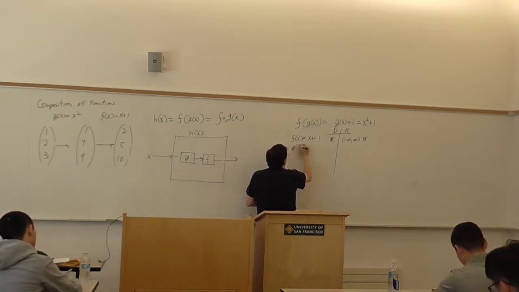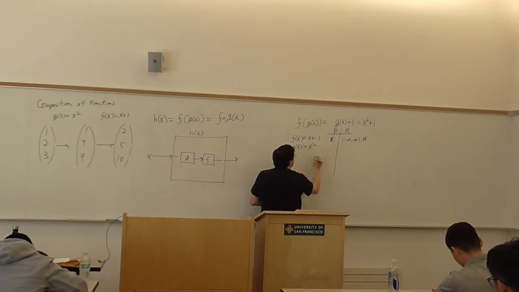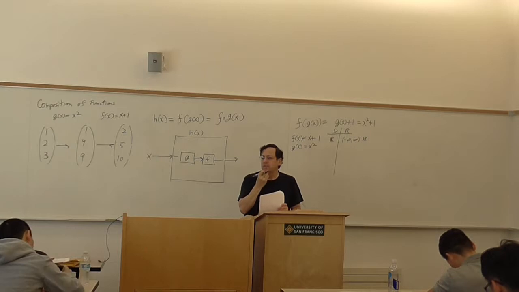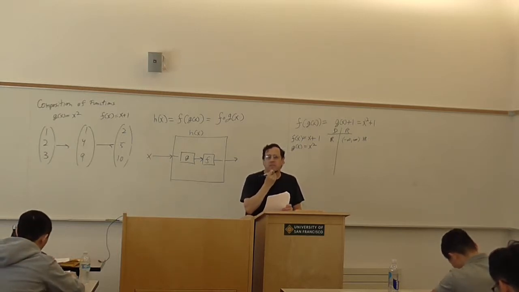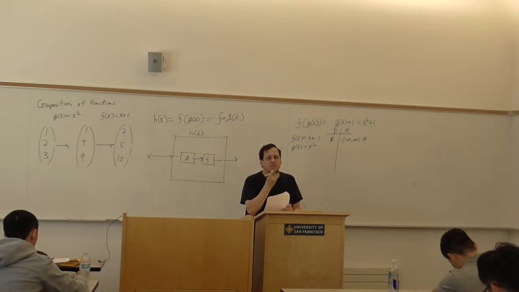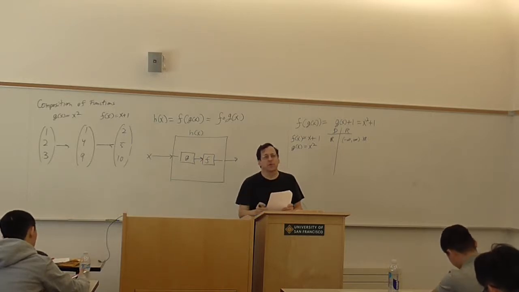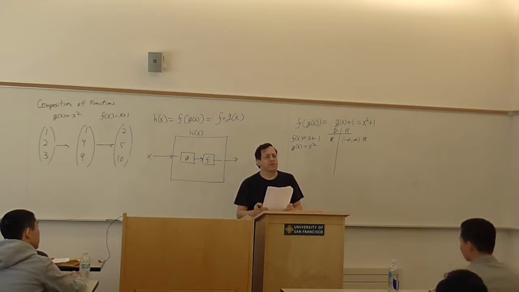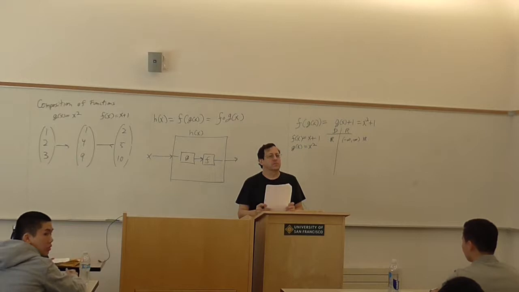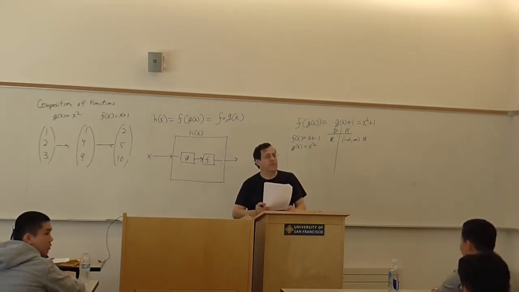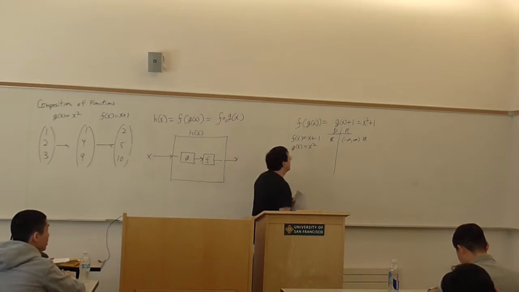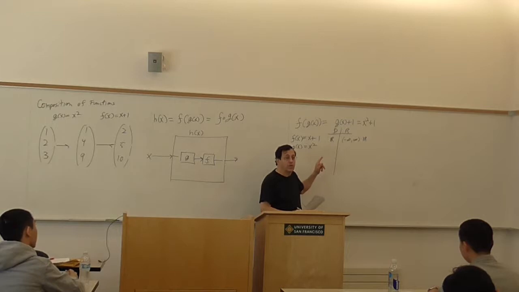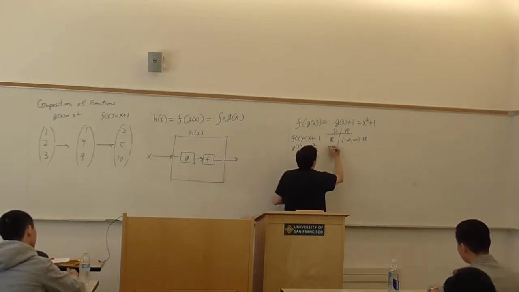But what about our g of x? What's the domain on that? All positive integers? Okay, so the domain is all positive integers. Oh no, that would be the range. It would be all real numbers. All real numbers. Good. Okay.